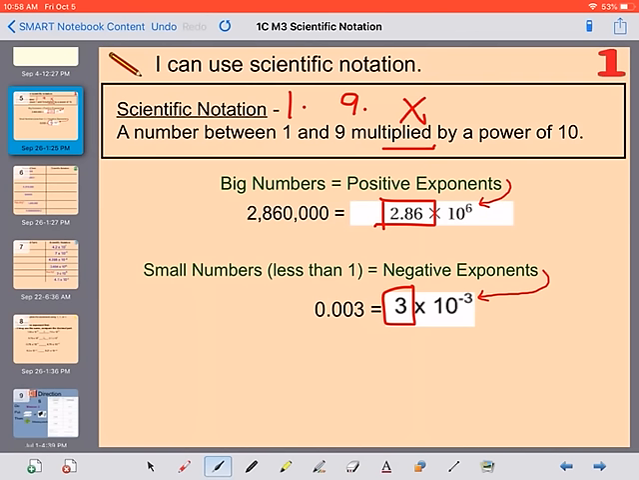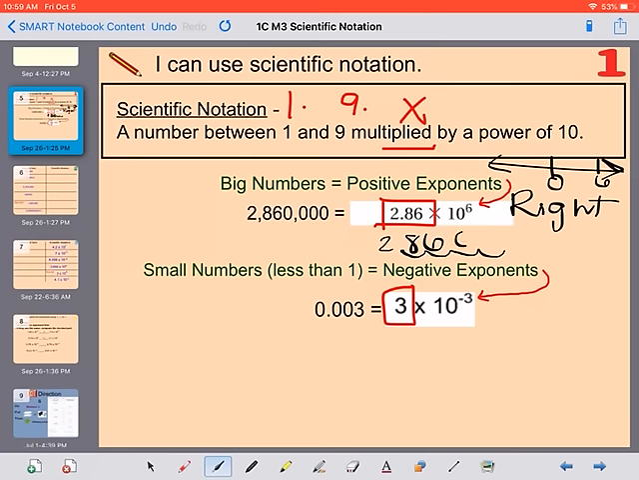So what we really have is 2.86, and if we multiplied this by 10 6 times, our number would get bigger and bigger and bigger. So we're moving our decimal to the right on our number line. I like to think of this as a number line. If 0 is here, 6 is a positive number, we're moving it to the right 6 times. We're multiplying by 10 6 times.